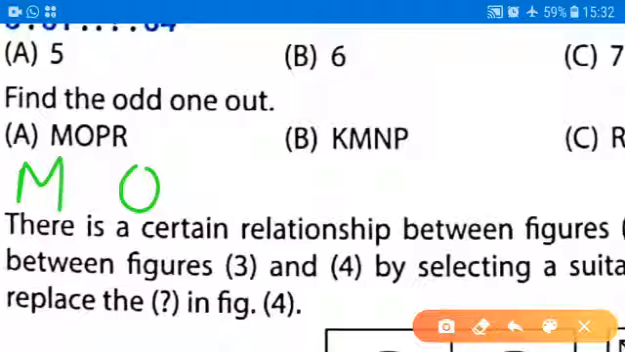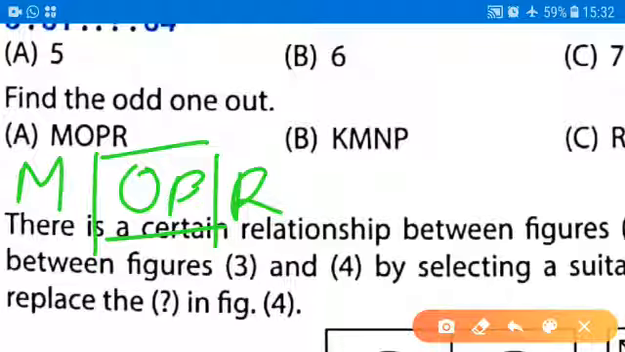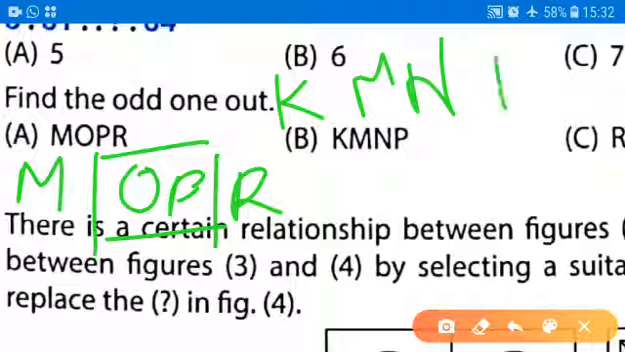Okay, and after that O, P is continuous, and after P we have Q, but we are leaving that and writing R. So we are leaving one alphabet here after M and after P, and these two, O and P, are continuous. Similarly, let us check here. So K, then L should be there, we are leaving that and we are writing M. Then after M we have N. This is continuous. Okay, so after N we have O, so we are not writing that, we are writing P. Okay, so this is a similarity between A and B. Yes, we have a similarity between these two options.